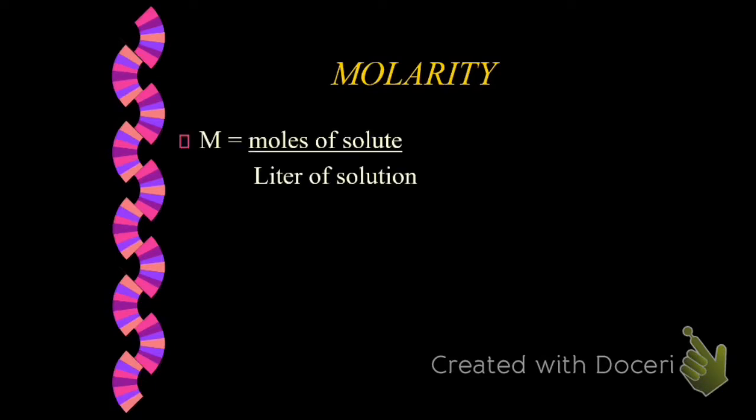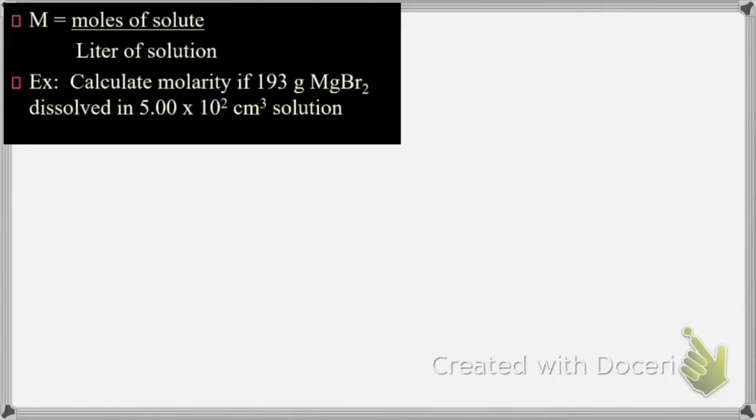Molarity, by definition, is moles of the solute per liter of the solution. So let's calculate the molarity of this example here. We have 193 grams of magnesium bromide dissolved in 500 centimeters cubed of total solution. So our solute is the magnesium bromide, so we're going to need to find the moles of the solute.